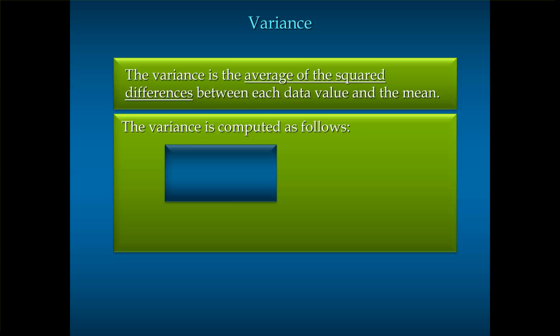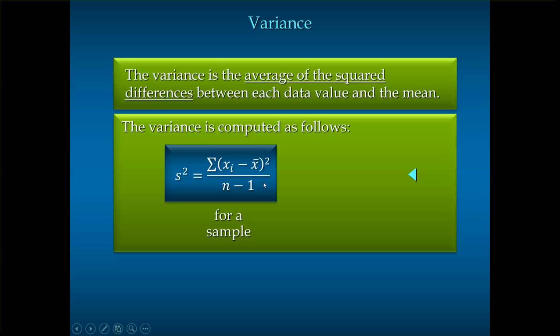And the variance is computed as follows. The one I list first is for the sample. The numerator is the summation. This symbol means the summation of Xi, each observation, minus the sample mean x bar, squared, divided by n minus 1, the sample size minus 1. So this formula is used to calculate the variance for the sample.